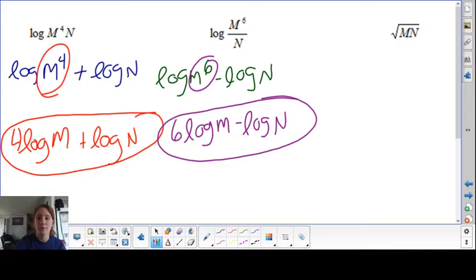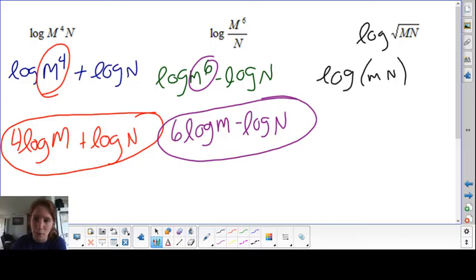Now this next one is missing. It's supposed to say log of the square root of m times n. Now, this one is different, not any harder. Think back for a moment about when we turned square roots and other kinds of radicals into exponents. What exponent was the square root? We're going to have log of m times n to some exponential power, and this exponent's going to be a fraction. What was that fraction?